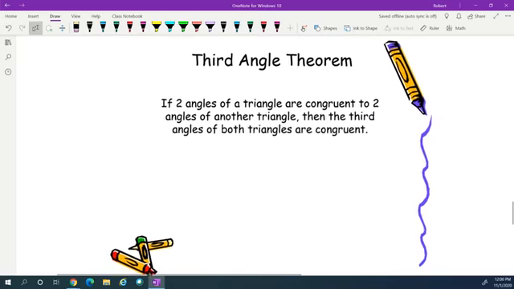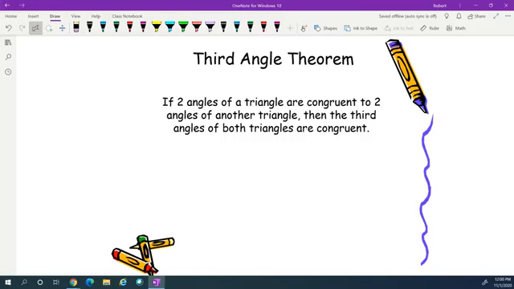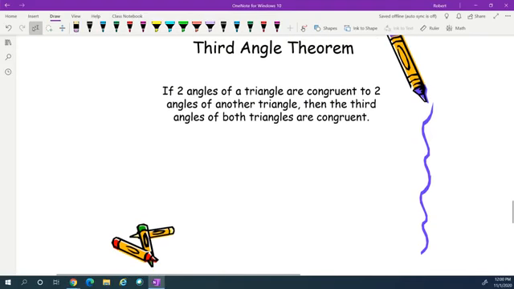And now we have what's called the third angle theorem. The third angle theorem gets us to where we start to compare two triangles, right? So now we're talking about the angles of both triangles. And all this says is that if two angles are the same, then the third ones have to be the same. So think about if we're comparing two triangles. We know that they have to add up to 180 in both cases.